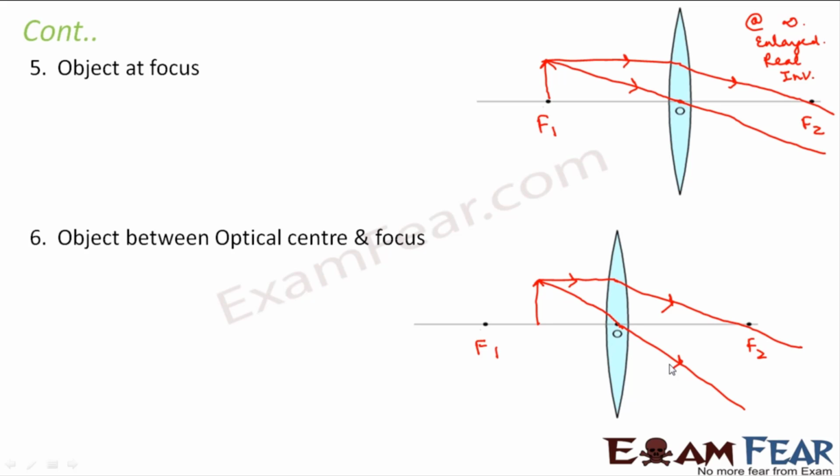So in this case, what do we see? The rays appear to diverge. They do not appear to meet anywhere. So what do we do? We extend these rays in the backward direction in this way, and then both of them appear to meet at some point. So we say that an erect virtual image is formed. So where is the image formed? It is formed on the same side as the object, and obviously the image is enlarged, right?